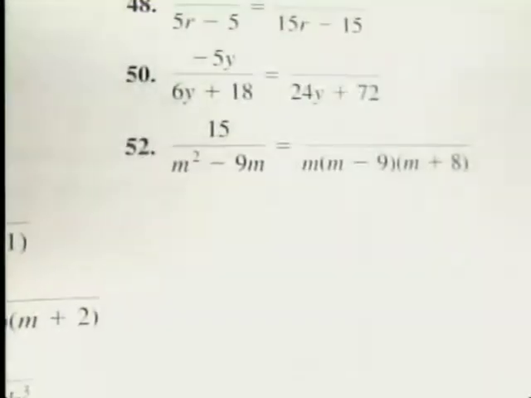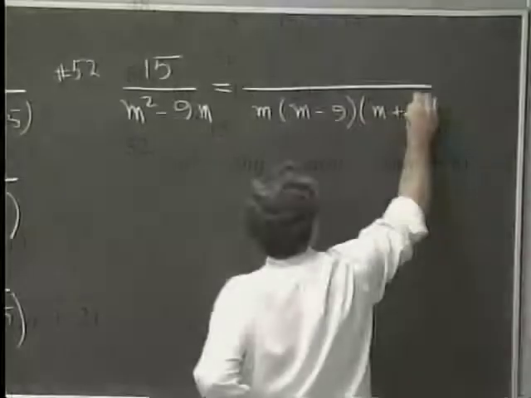52. Now, I have 15 over m squared minus 9m. So let me write that. That's number 52, and I didn't write down the problem we just did. I'll have to come back to that in a moment. But here we have 15 over m squared minus 9m, and I want it as something over m times m minus 9 times m plus 8.